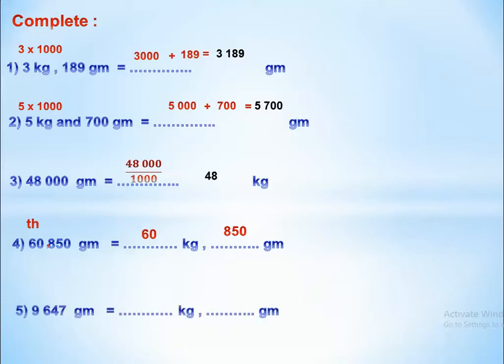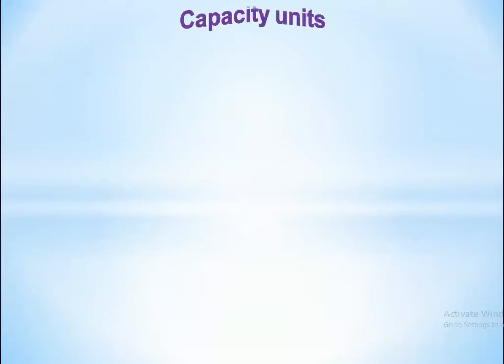9,647 gram equal how many kilogram and how many gram? So let's count 1, 2, 3, put comma. This is the family of thousand. So the thousand family is kilogram. So it will be 9 kilogram and the grams is 647.